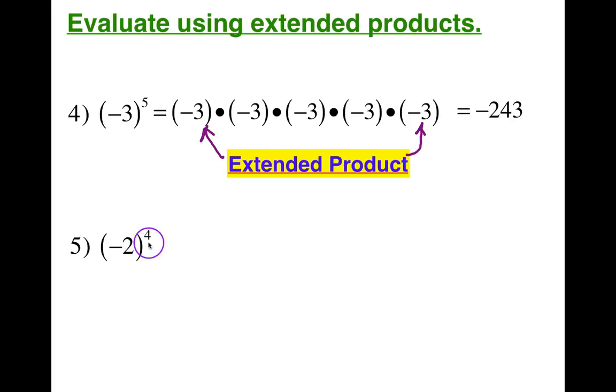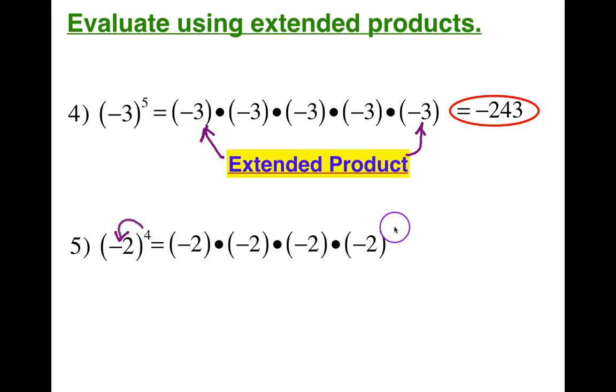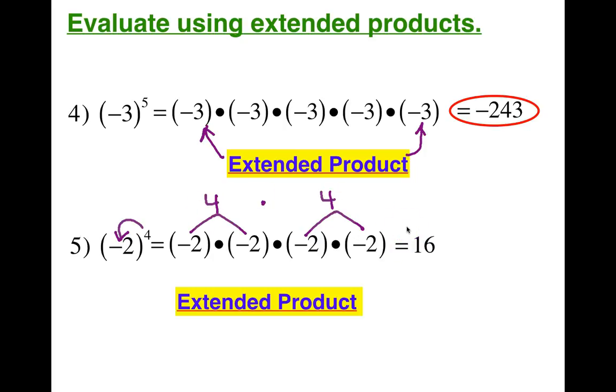Now, what about 5? What's being raised to the 4th power? Well, it's negative 2. So I'm going to go ahead and write negative 2 a total of 4 times and multiply it out. Again, it's just a matter of saying, okay, negative 2 times negative 2 is positive 4. Negative 2 times negative 2 is a positive 4. So 4 times 4 is going to be a positive 16.